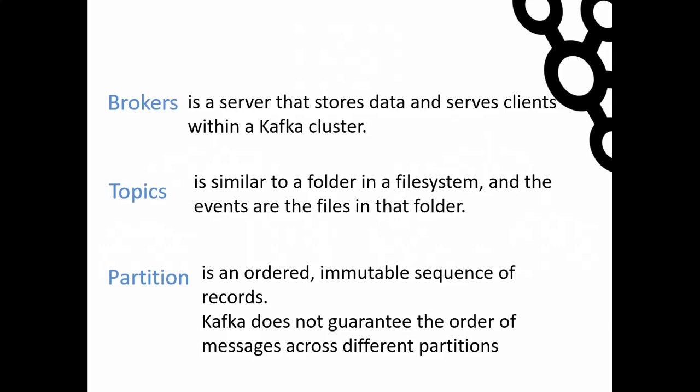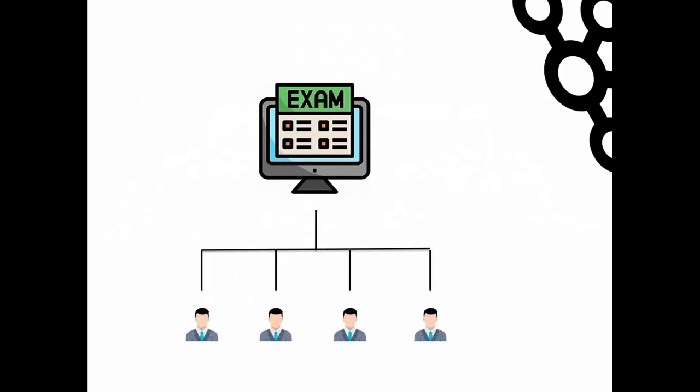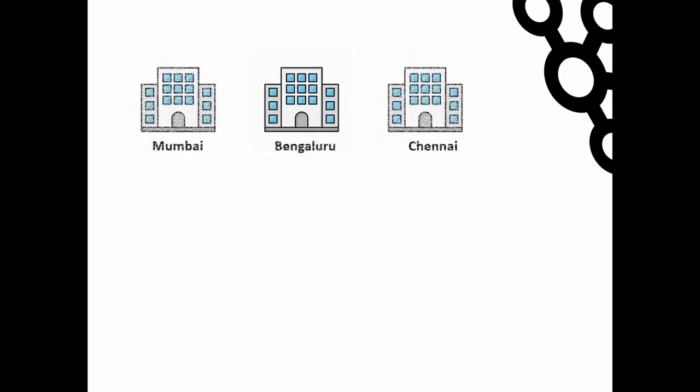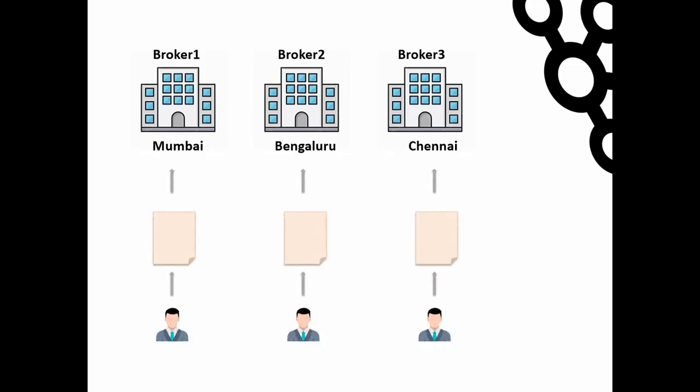Let's look into it with an example. Imagine Kafka as an online exam system where multiple students are taking tests at the same time. A Kafka broker is like an exam center that conducts tests and manages student submissions. Example: suppose there are 3 exam centers across different cities, Broker 1, Broker 2, and Broker 3. Each exam center receives, stores, and processes test submissions from students.